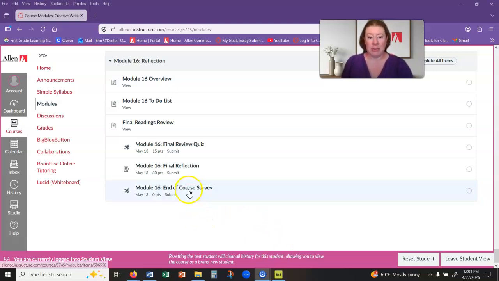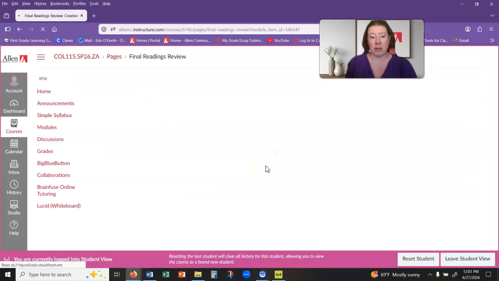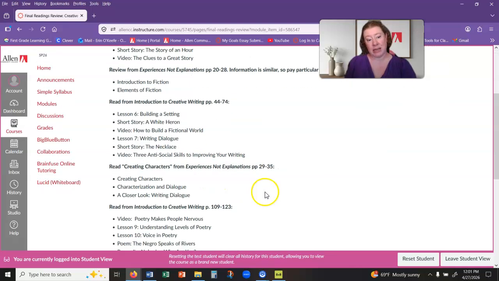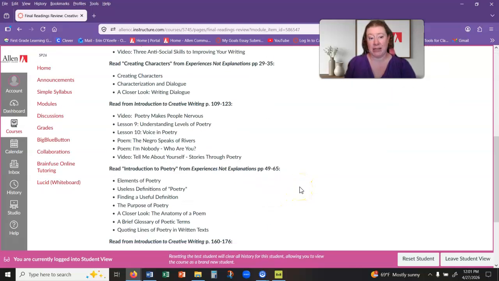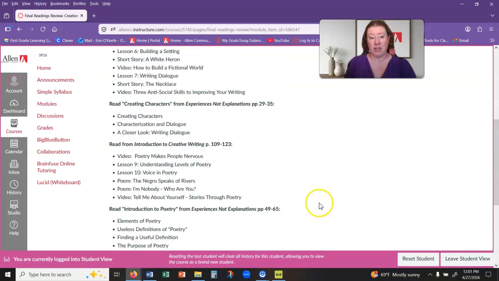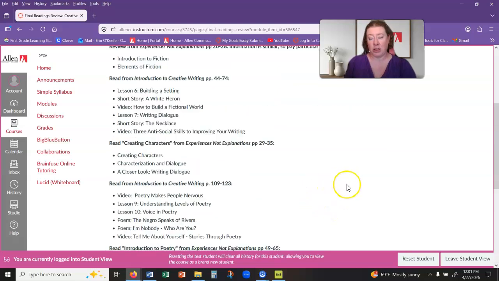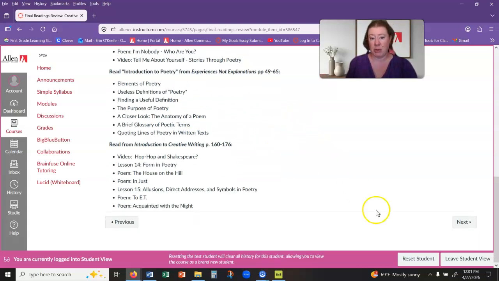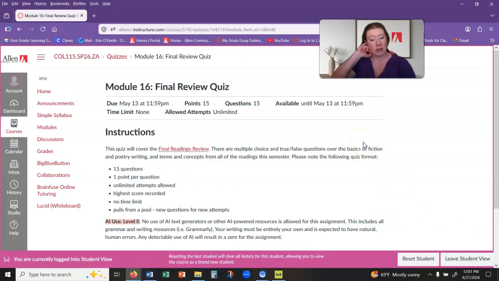So we have two assignments in Module 16. You do have a final review quiz. I recommend looking back through the final readings first. There are quite a few things that we've looked at throughout the semester, so this is comprehensive. These are all the readings that we've done, and I recommend looking back through those two online textbooks, the OERs, Introduction to Creative Writing, and then Experiences on Explanations. I recommend just giving them a quick read through and then getting into the final quiz.